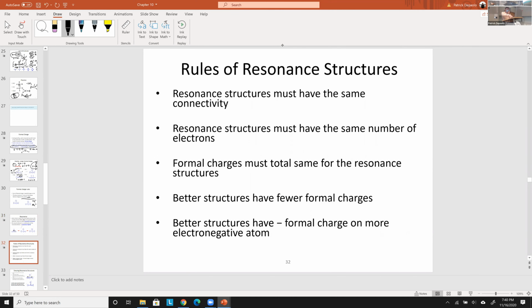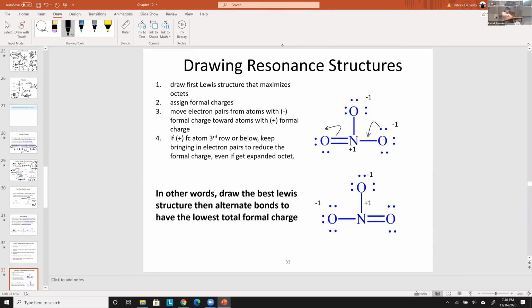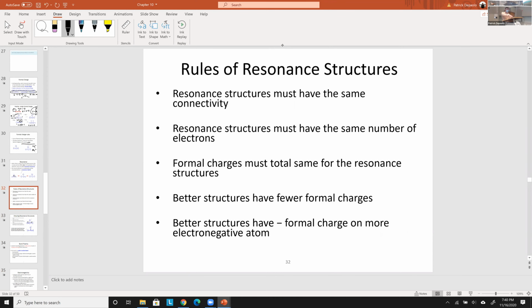So, rules of resonance structures. Let's see if there's anything here that's important. I doubt it. So resonance structures have the same connectivity. We know that. They have the same number of electrons. They're identical, but the electrons are moving. The formal charges are moving. So the formal charges must be the same overall for the resonance structures, obviously. It's the same molecule. Better structures have fewer formal charges. Better structures have formal charges on more electronegative atoms. We went over that rule already.